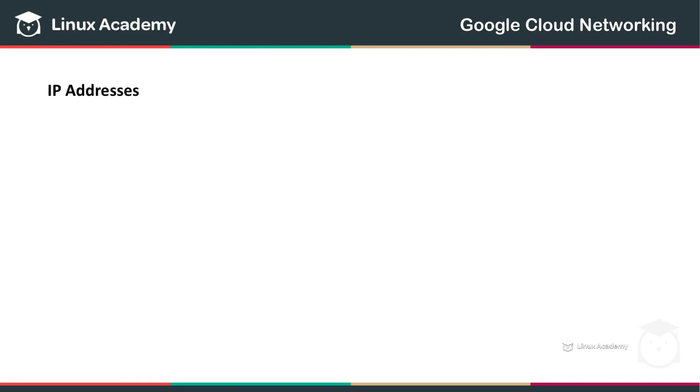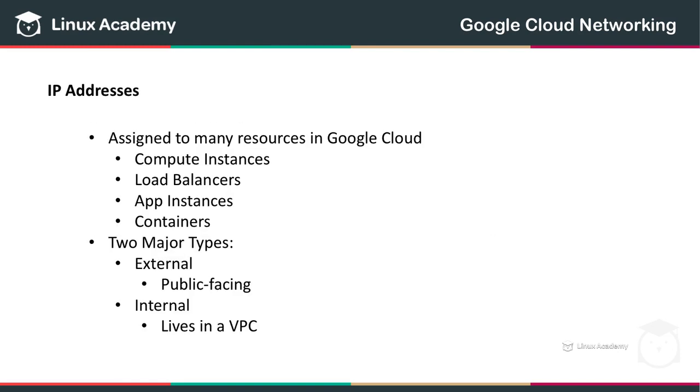All right, so the different IP addresses in Google Cloud, there are different versions of external and internal. And when I say internal, I mean specific to the VPC. All right, and IP addresses in general, they're assigned to many resources in Google Cloud. Compute instances, load balancers, app instances, containers, they all have an IP address associated with them. And like I mentioned, there are two major types. We've got external and internal. External's public facing, and internal lives inside of our private network. It lives inside of our VPC network.